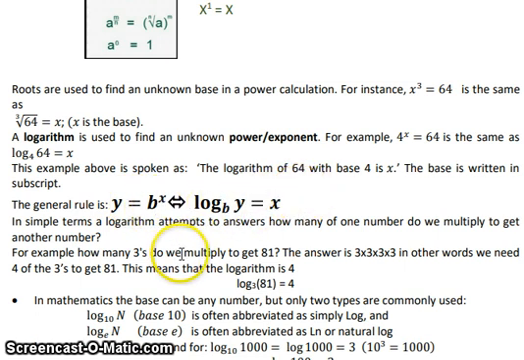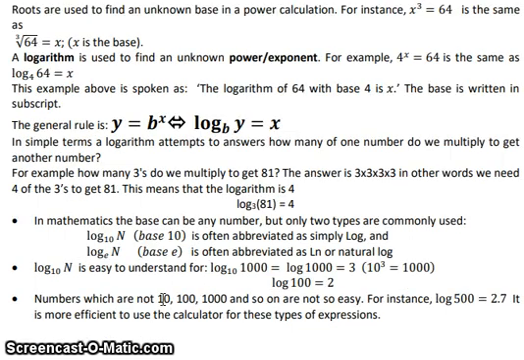In simple terms, logarithm attempts to answer how many of one number do we multiply to get another number. For example, how many 3's do we multiply to get 81? The answer is 3 into 3 into 3 into 3. In other words, we need four 3's to get 81. This means that the logarithm is 4. So log base 3 of 81 is equal to 4.